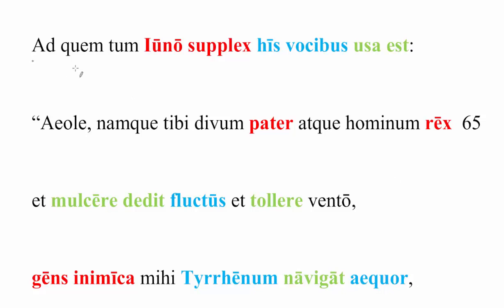We pick up as Juno has just arrived at Aeolia to see the king, and so we see tum Juno supplex. Then Juno, and this supplex is obviously describing Juno, so we will say something like as a suppliant, as someone who is asking for a favor. So then Juno, as a suppliant, we have to go down here to usa est.